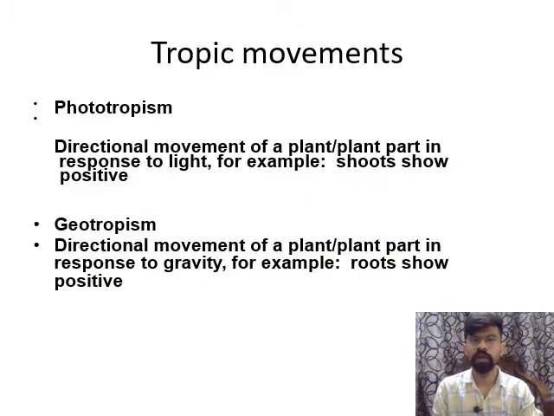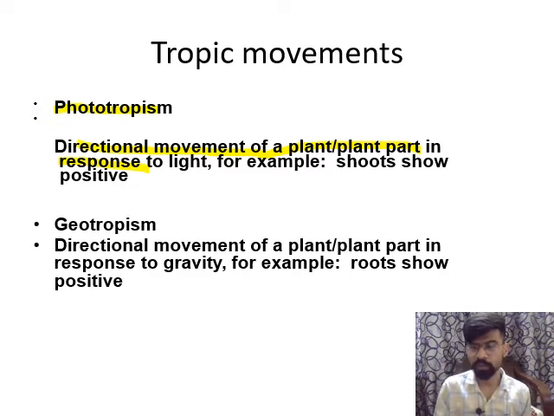Next, tropic movement can be categorized into types also. First, tropic movement is phototropism. Split this word, phototropism. Photo means light, so the definition is simple. It is the directional movement of plants in response to light. When a plant shows some response with respect to light, it is known as phototropism, and the response of the plant will be towards the light or away from the light.